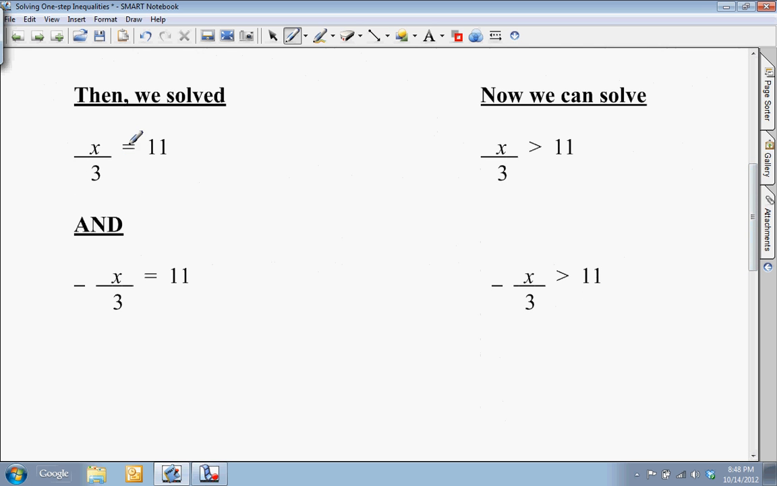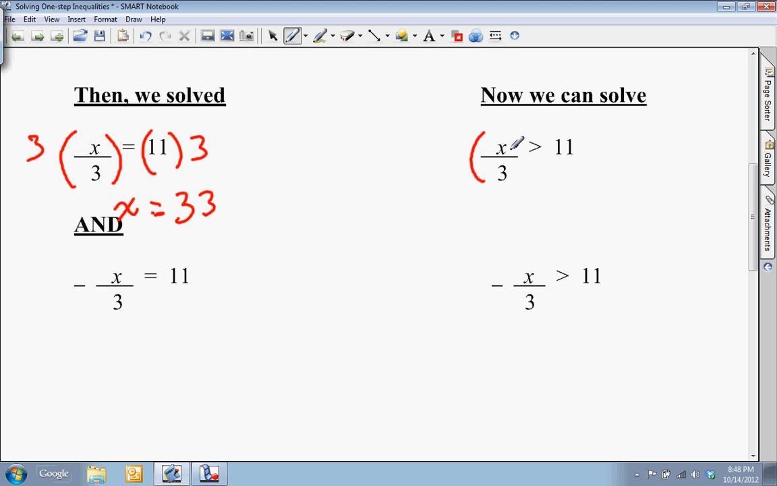Back then we solved an equation like this, x divided by 3 equals 11. And because this is a division problem, we did so by multiplying both sides by the denominator of that fraction, which in this case is 3. So we know that 3 divided by itself is 1, giving us 1x, or x by itself, and 11 times 3 is 33. So we were able to solve and say that x equals 33.